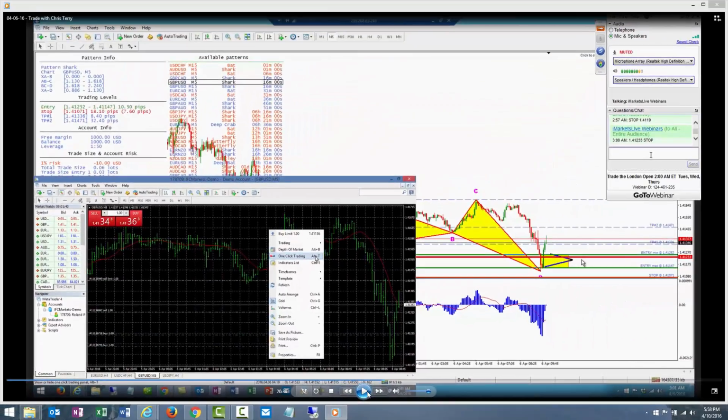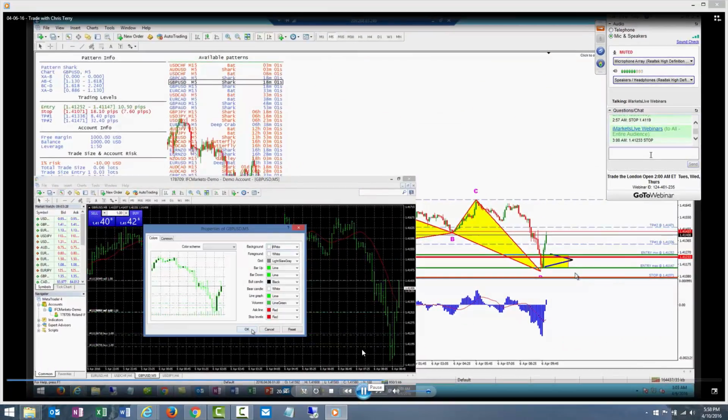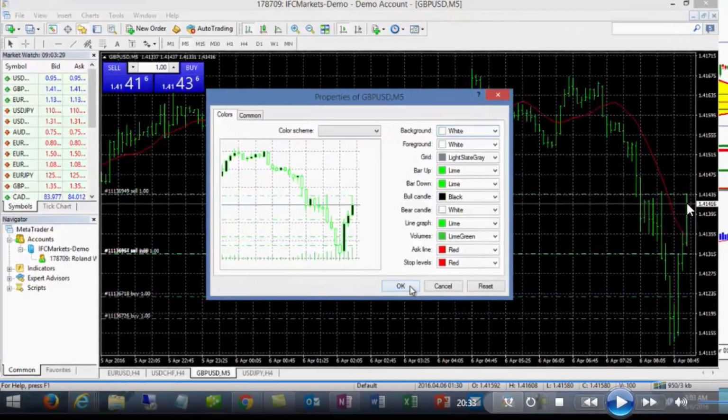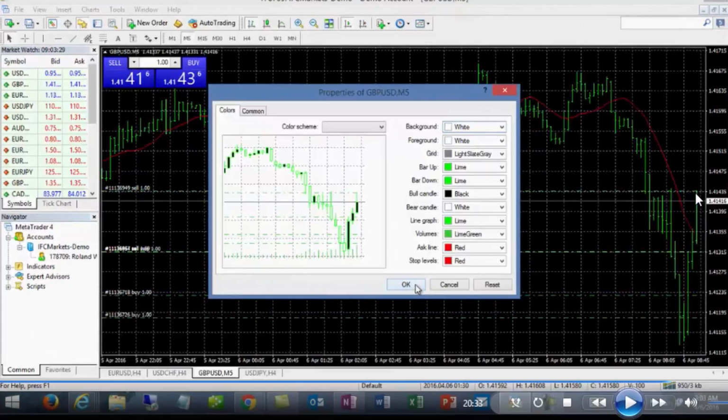Let's move ahead. So then I started messing with the colors and stuff, but I didn't really find anything to improve. But as you can see, the price has come up to my limit order right here. But I don't know if I got filled or not. Nothing popped up and said whether or not I was filled.